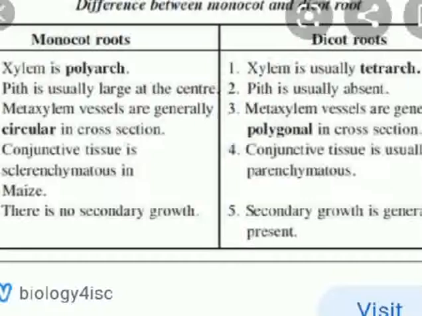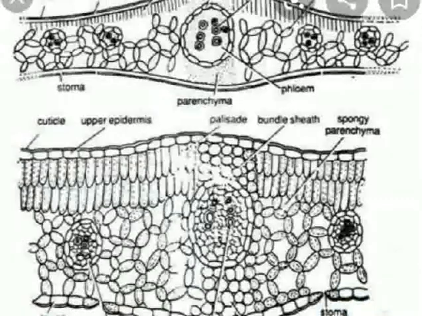Because the bundles are not open in case of monocots, there is no secondary growth, leaving aside a few exceptions, whereas secondary growth is generally present in the dicot roots. Now let us have a look at the anatomy of the leaf. This is how they look.